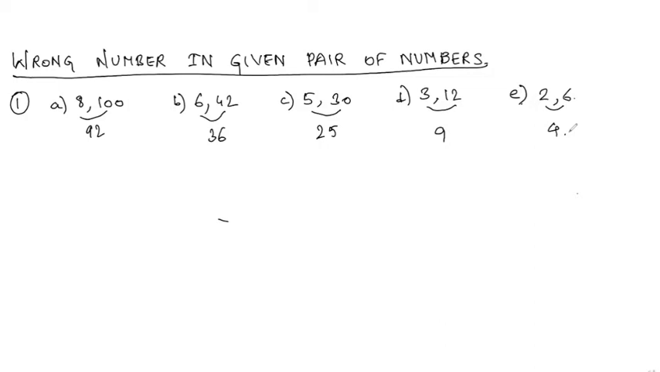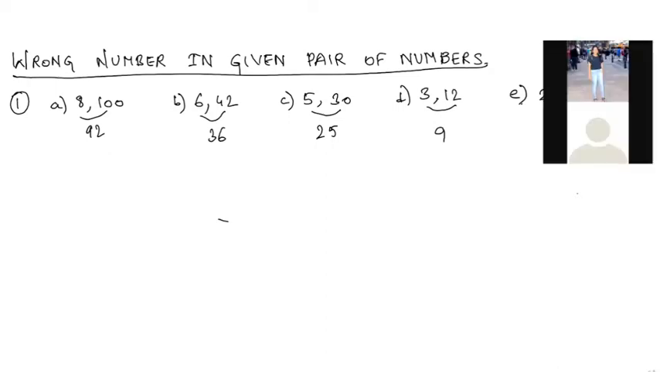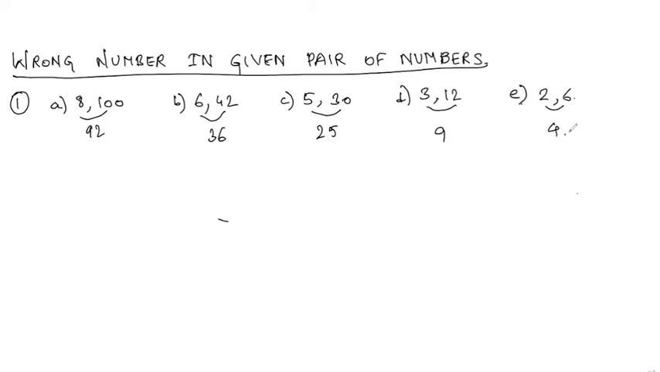Square. If we take the square of the difference, we got squares of numbers. But did all the options A, B, C, D, E get a square of a number, or is it only some options? Only some options. Yes. So which option does not have a square difference? 92. Yes. So that is why this is the wrong number in the given pair of numbers. All these pairs, when subtracted, gave squares of numbers: 2 square, 3 square, 5 square, 6 square.